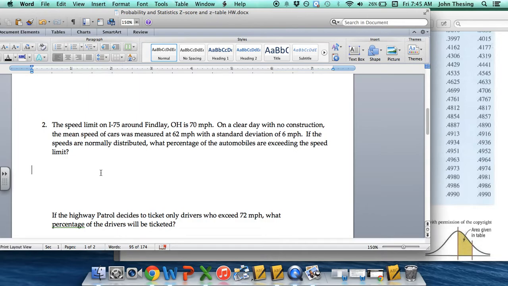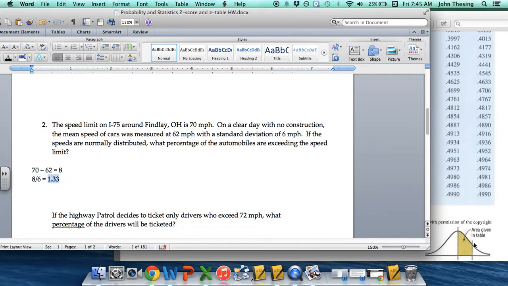We did this yesterday. All you do is figure out how far away your speed is from the mean. So 70 minus 62 is 8. You're 8 miles an hour above. And the question is, how many standard deviations is that? Well, if you just do 8 divided by 6, that will tell you. You'll get 1.333 repeating. On z-scores, generally we round to the hundredths place, or the second decimal. So what this tells me is that I have a positive z-score of 1.33.